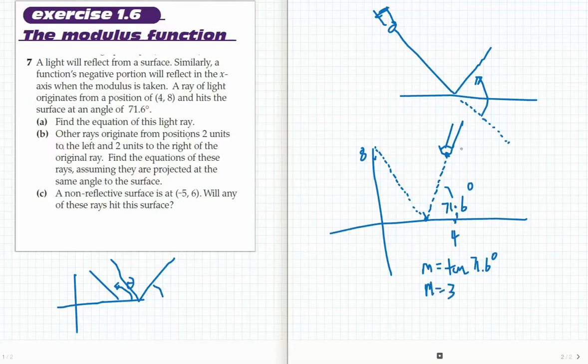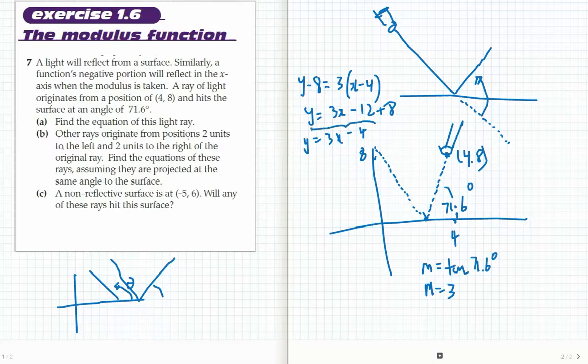And I know it goes through the point (4, 8). I can then work out, by going y minus 8 equals 3 times (x minus 4), y equals 3x minus 12 plus 8, y equals 3x minus 4. And that's going to be the equation of the light. Now, that's my ray of light.